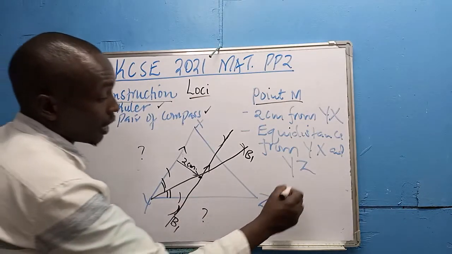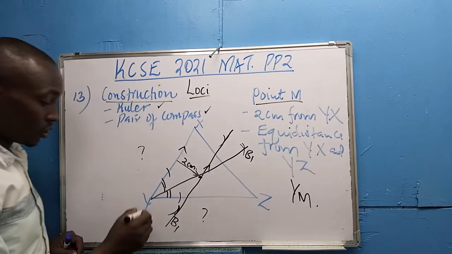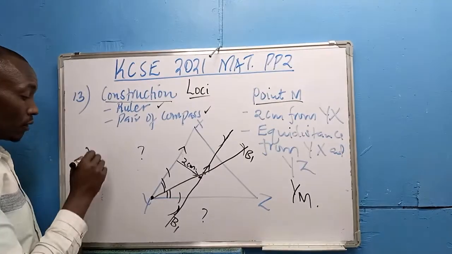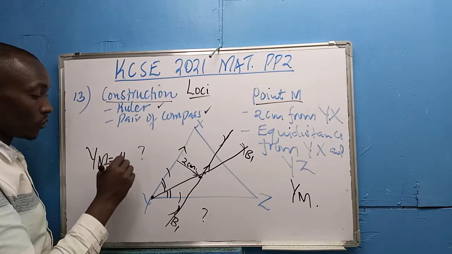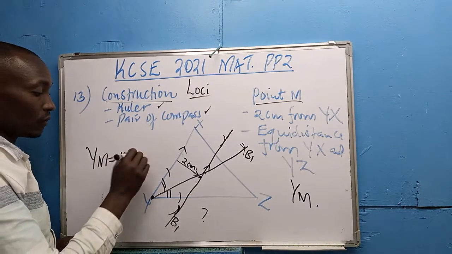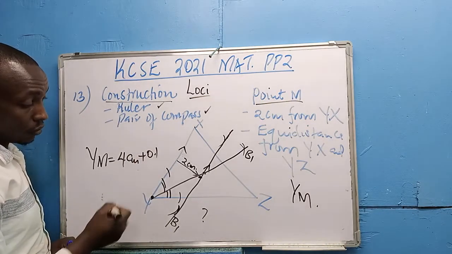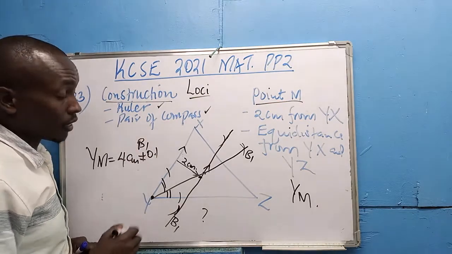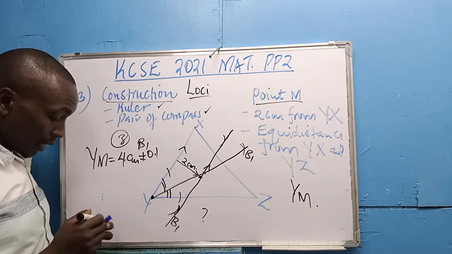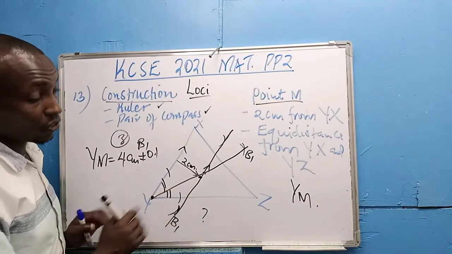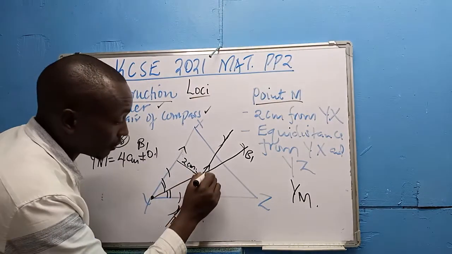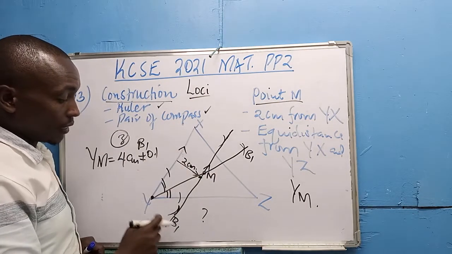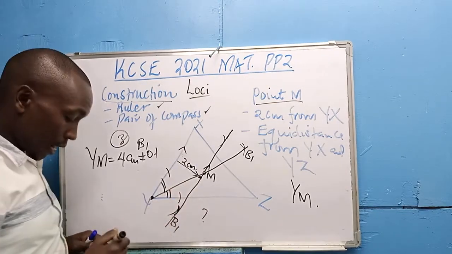The student was to measure YM, from here to here. If the student did that accurately, YM was 4 centimeters. Remember, the student is given an allowance of 0.1 centimeters, so plus or minus 0.1. And this is where the student scores the third mark. You can take a pair of compasses and a ruler and try to locate point M. Yes, you can see that is where the point M is, 2 centimeters from this line, equidistant from these two lines as well.